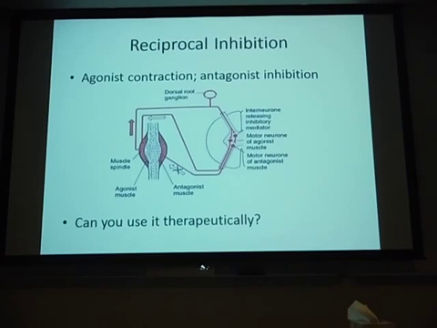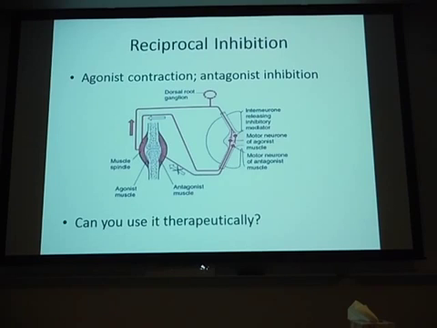So that reciprocal innervation that you saw is outlined here. And basically when we're talking about reciprocal innervation, muscles on one side of the joint are going to relax to allow greater contraction of the stretched muscle.